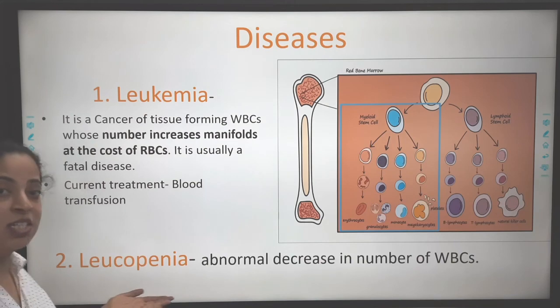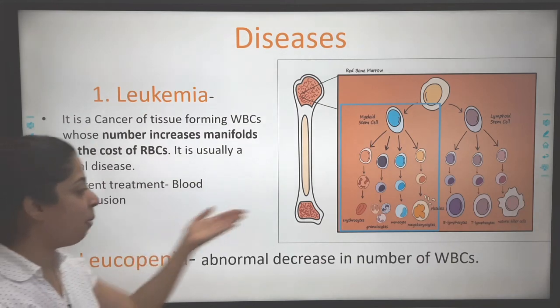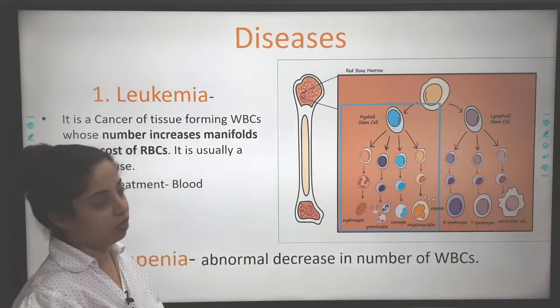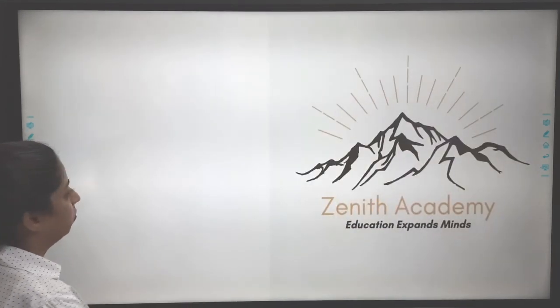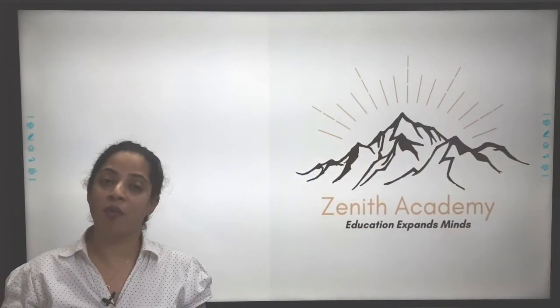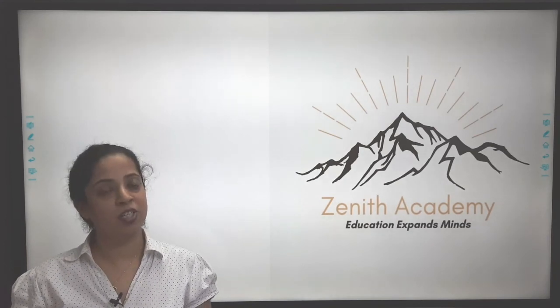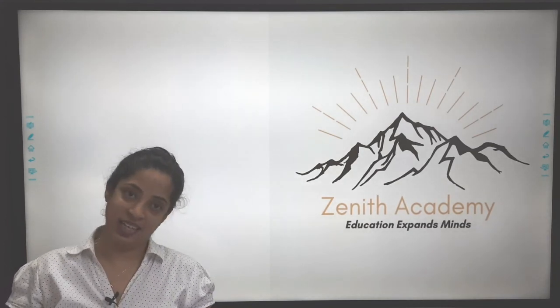The second disease is leukopenia. It is an abnormal decrease in the number of WBC. So that was all about WBC. I hope you understood everything about WBC in detail.